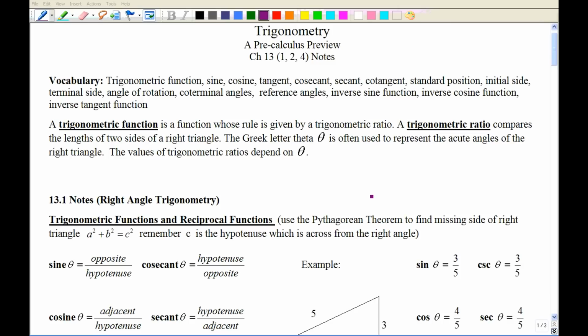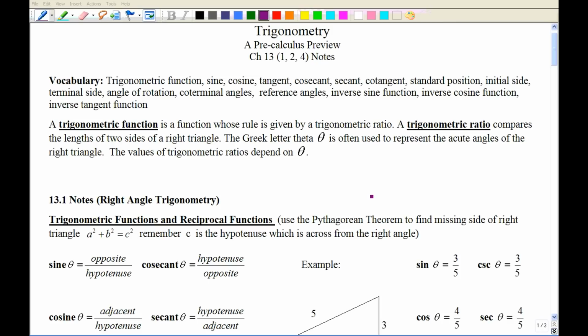Okay, so at the top of this worksheet you can see some of the vocabulary that we're going to be using: trig, function, sine, cosine, tangent. So you've probably heard of some of those. We're going to have cosecant, secant, and cotangent, standard position, initial side, terminal side, angle of rotation, and so on. So you can see whenever we get to those words what each of those mean.